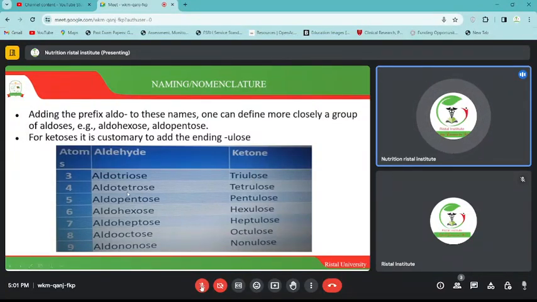And then we get into the ones with 4 carbon atoms, tetroses. According to our nomenclature, those with an aldehyde group get the prefix aldo. So any tetrose goes with aldo and becomes aldotetrose. Likewise for tetrulose, which is a ketone with 4 carbon atoms. The same thing continues to the 5, 6, 7, 8, and 9 carbon monosaccharides. So I think with that we are clear.